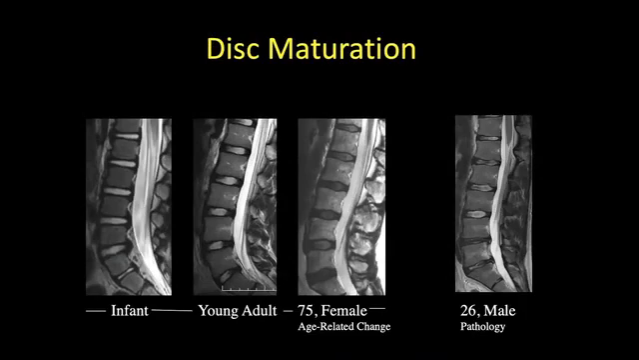So as we look at images here, sagittal T2 weighted images going from infant to young adult to an older adult, we can see these age-related changes as I showed you in the previous disc classification scheme. However, if you're presented with a young adult, such as the 26-year-old male on the right, and we start seeing these changes, what we would call premature degenerative changes for someone of this age, then you can implicate them in pathology because that shouldn't have occurred by this age.